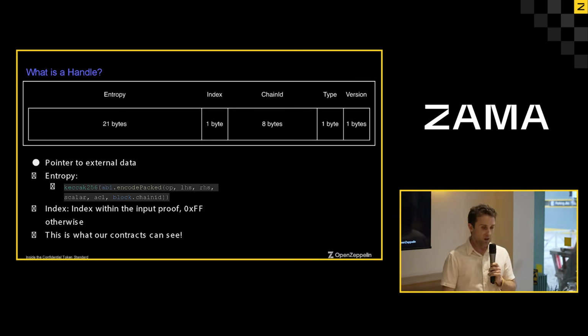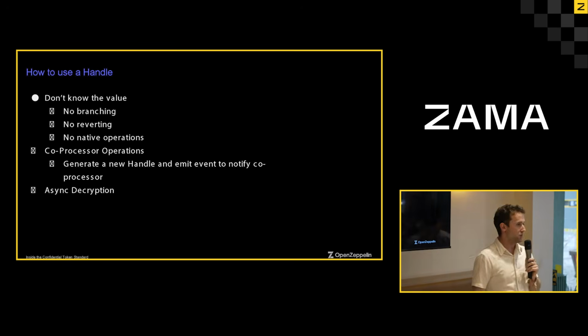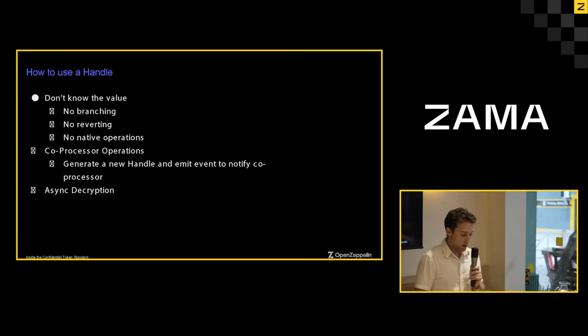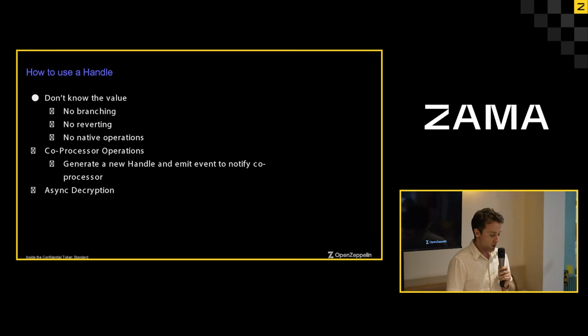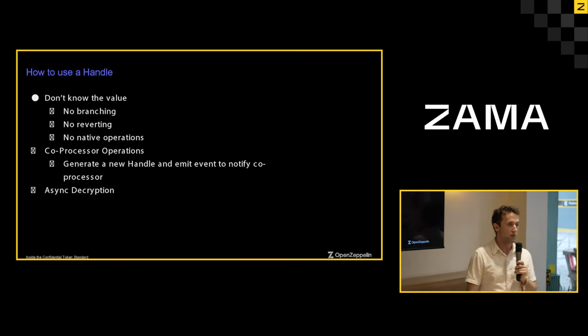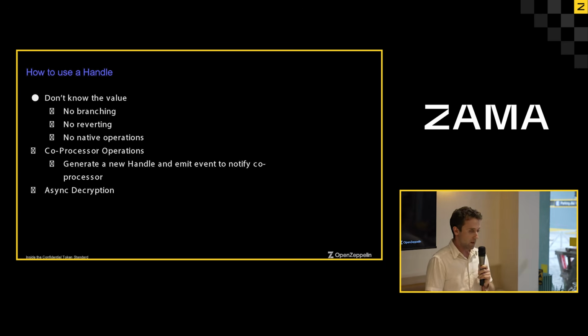So what can we do with this? Really not much on our own, right? You see entropy. What can you do with entropy? Not much. We can't do branching. We can't revert. We can't do native operations. So this is quite restrictive on how we write Solidity using entropies.